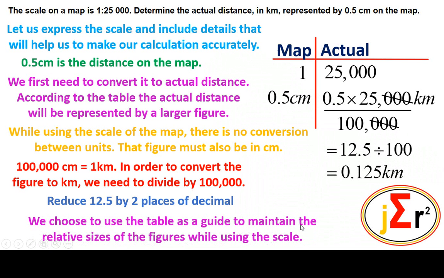We choose to use a table as a guide to maintain the relative sizes of the figures while using the scale. We place the scale in a table in order that we can say that the figures on one side should be larger than the figures on the other side. We use it as a matter of error detecting and error correcting. So while we are doing the calculation, if we have any inconsistency with the relative sizes of the numbers, then we know that we would have made an error. The table is therefore used as a guide.